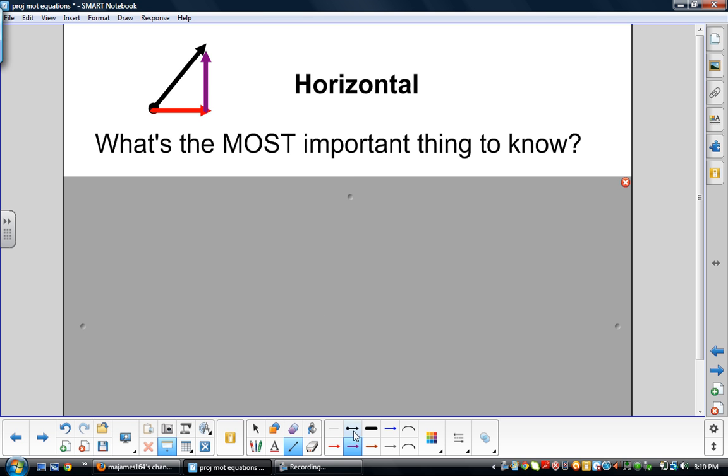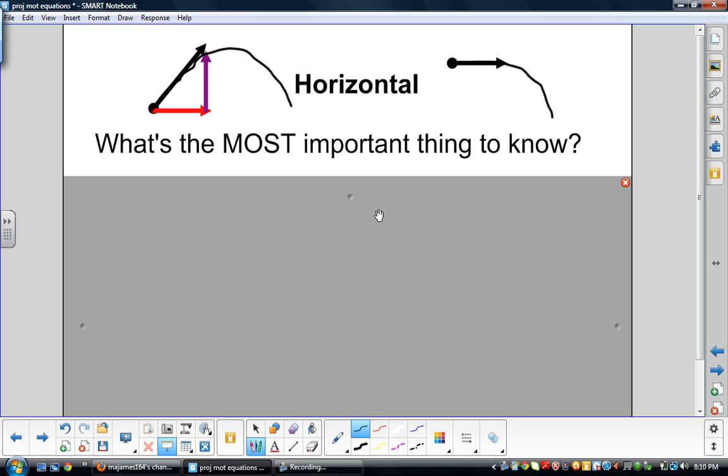Sometimes the object isn't launched up into the air, sometimes it's launched just this way, like an object pushed off of a table. It only has an X component. This object is going to follow a path kind of like that, and I'm sorry, I know that's messy. This object is going to follow a path kind of like that.